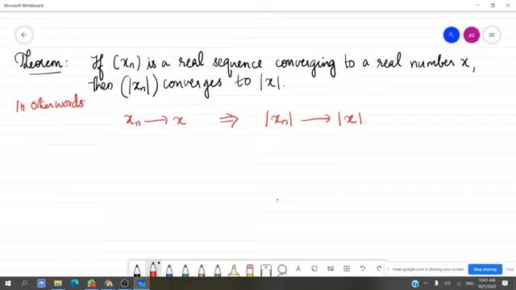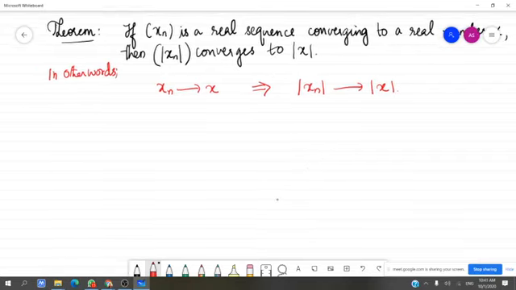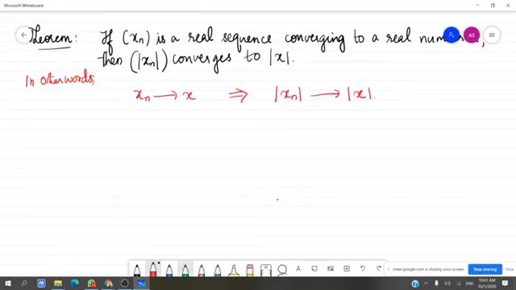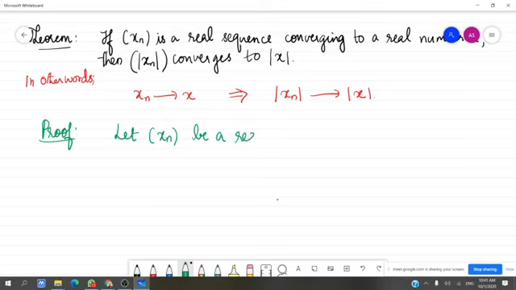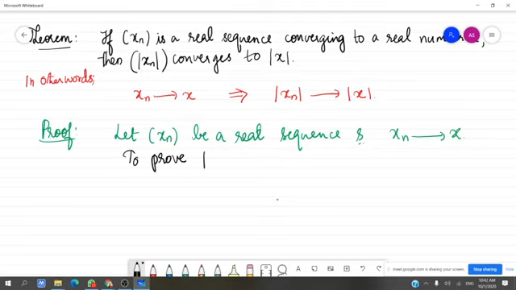Then we can prove it. So proof: consider a real sequence converging to x. Let the sequence xn be a real sequence such that xn converges to x. And to prove: mod xn converges to mod x.